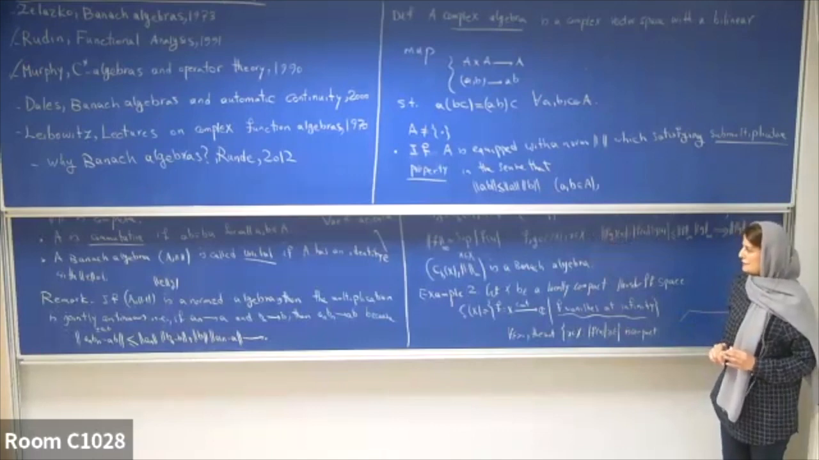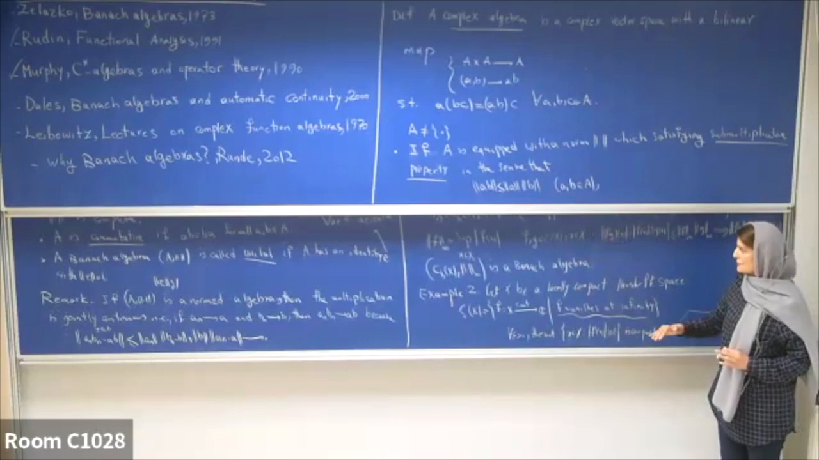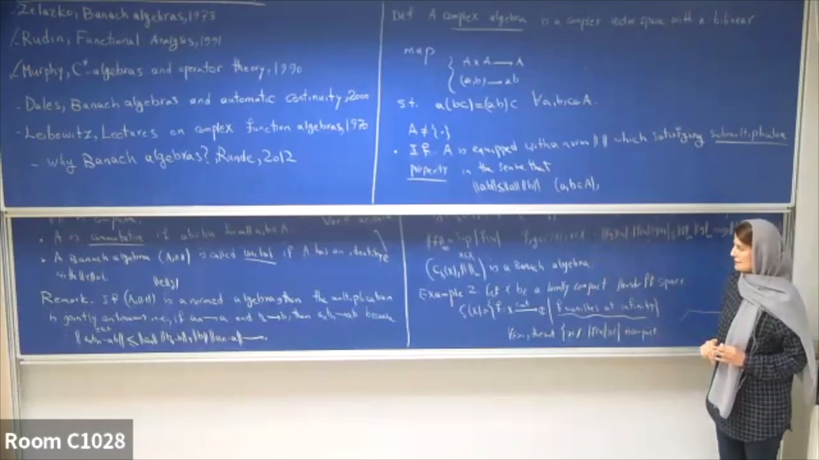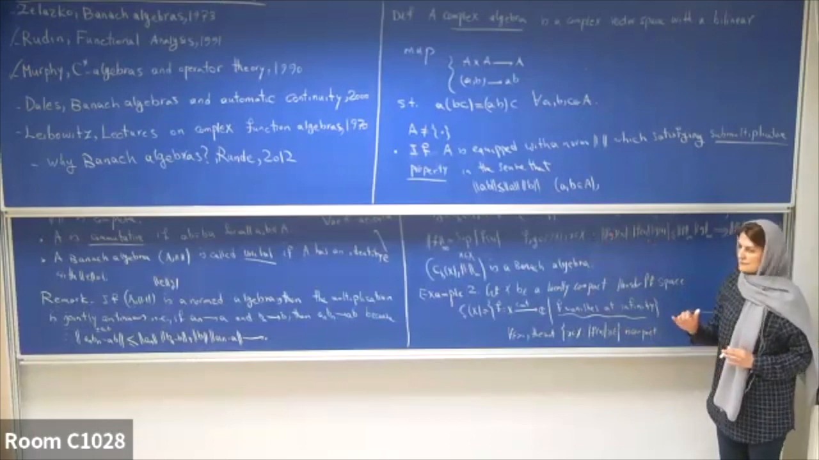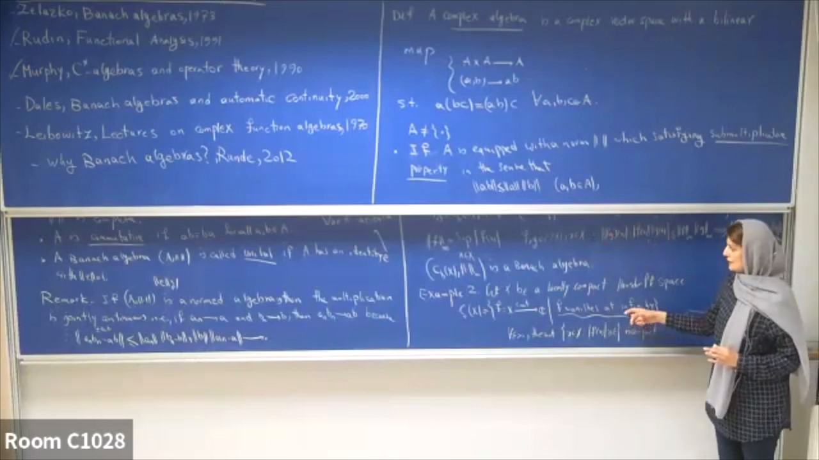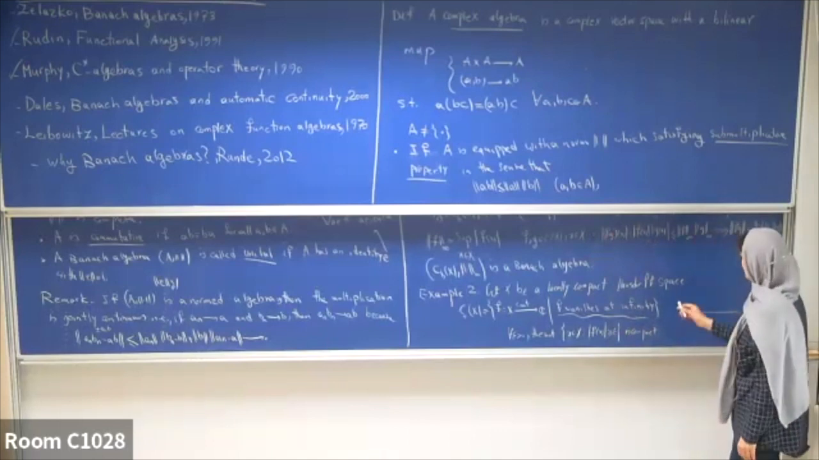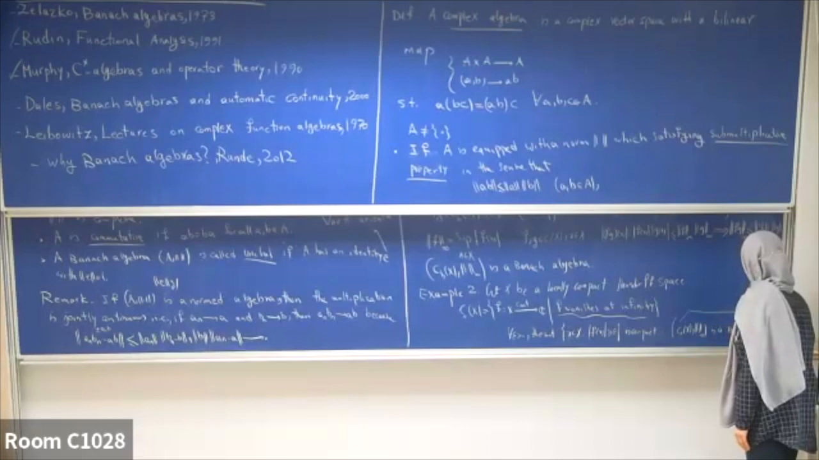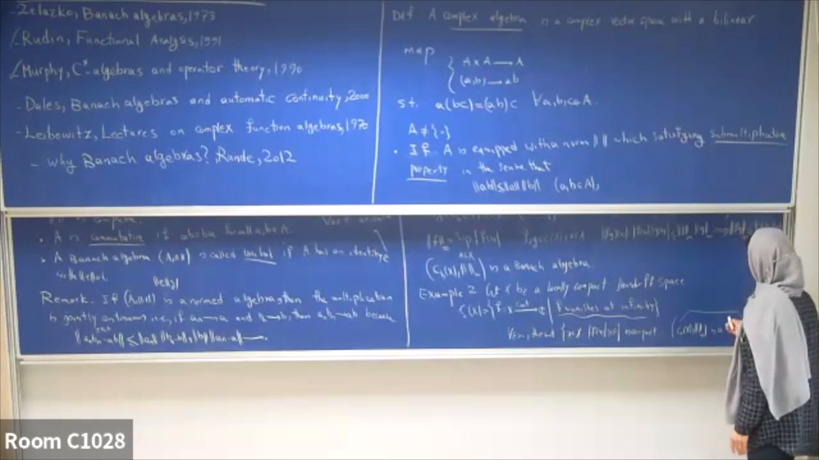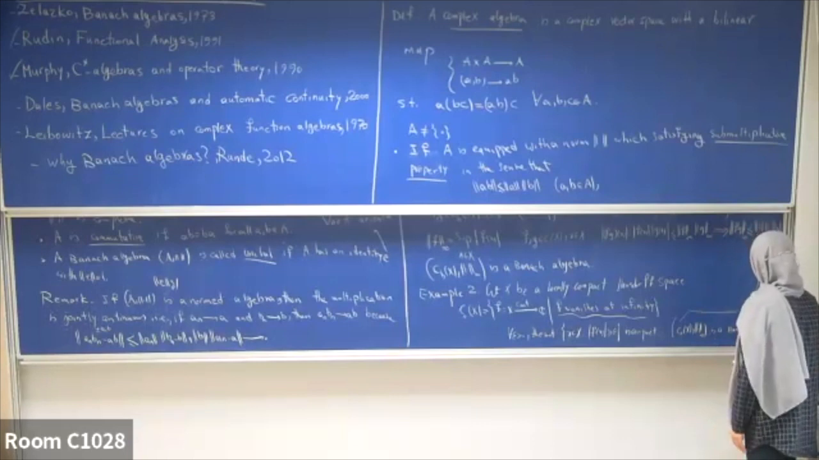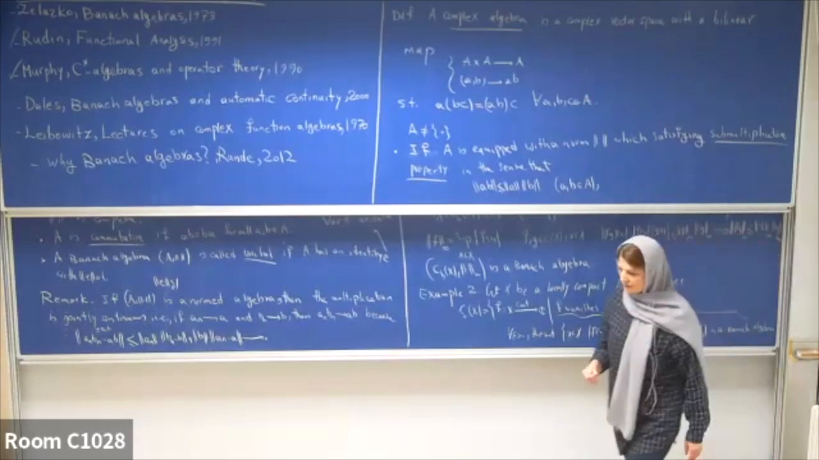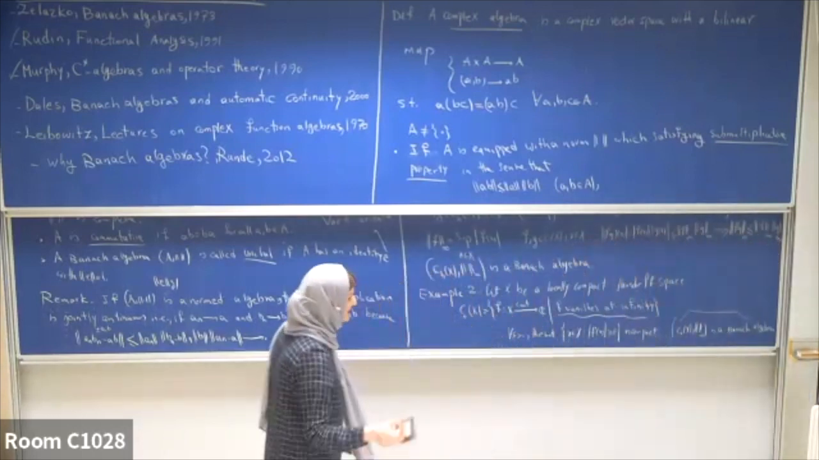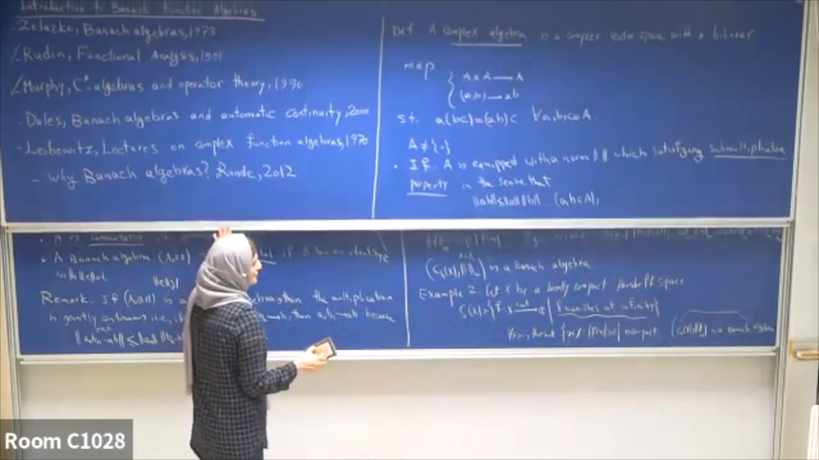Actually, each subalgebra of a Banach algebra is a norm algebra, and if it's a closed subalgebra like this, we have a Banach algebra. And again, we have another example of a Banach algebra. It is commutative because operations are inherited from CB of X and are pointwise. But not necessarily unital. It depends, of course, on X.